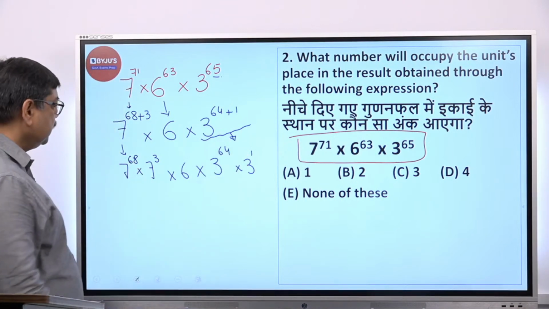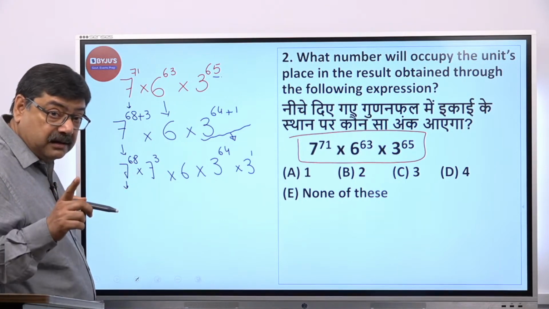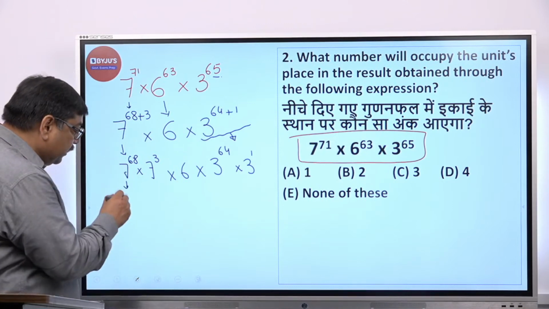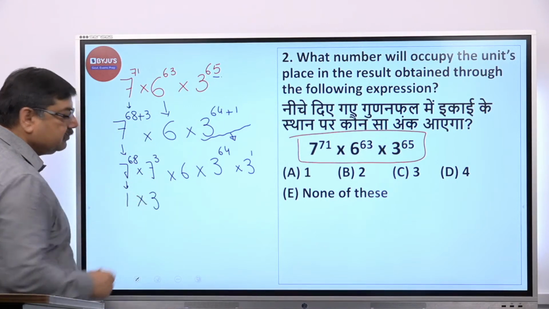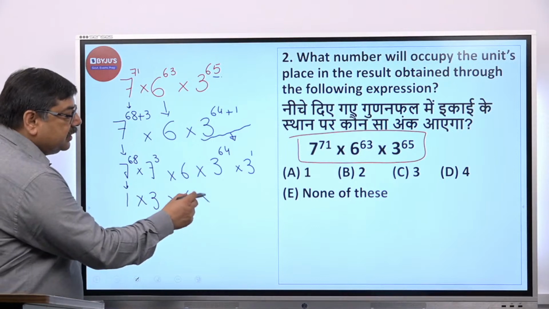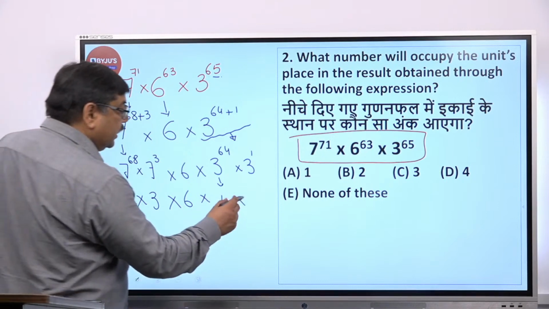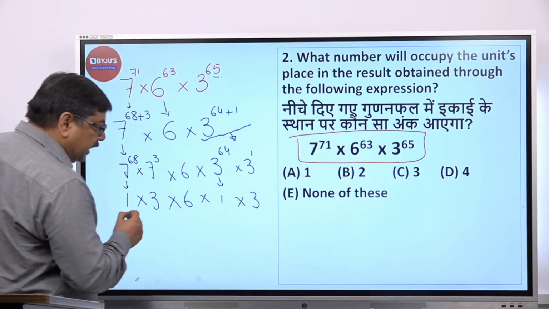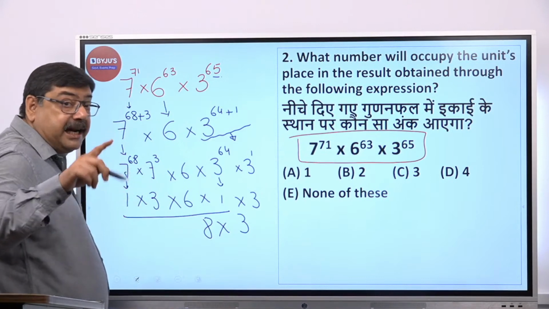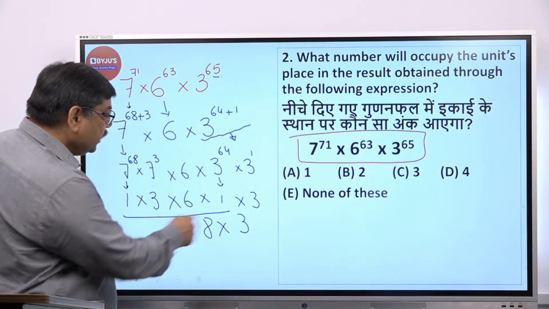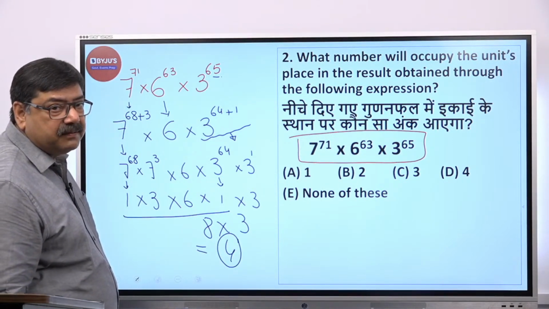As simple as that. Now 7 raised to 68. The cyclicity of 7 is 4, so it ends in 1. 7 raised to 3 is 343, so 3. 1 into 3, into 6, 3 raised to 64 ends in 1, into 3. So 6 3s are 18, and I just want the units place, so I took 8. 8 3s are 24. We should get 4 here as the answer.